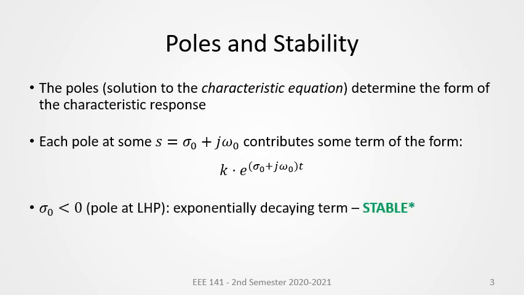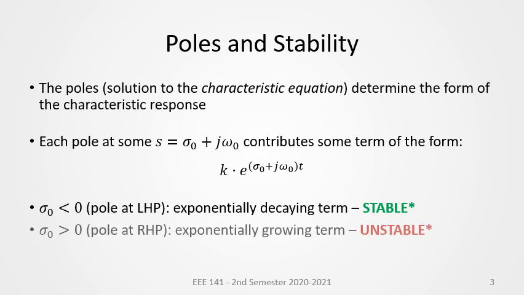Here we observe that if sigma naught is less than 0, meaning the pole is at the left half plane of the complex S domain, then the pole will contribute an exponentially decaying term, which should lead to a stable response if all other poles are also in the left half plane. However, if sigma naught is greater than 0, meaning the pole is at the right half plane, then the term it contributes will exponentially grow in time and thus produces an unstable response.